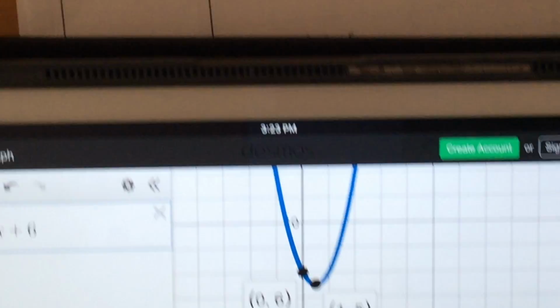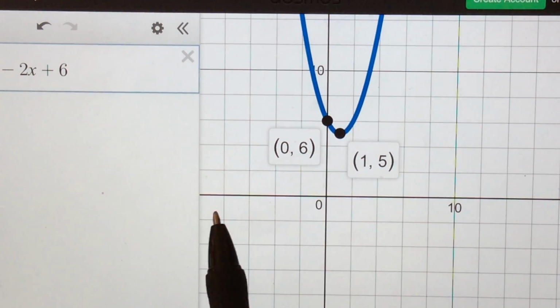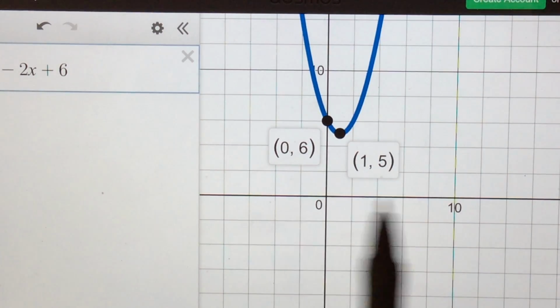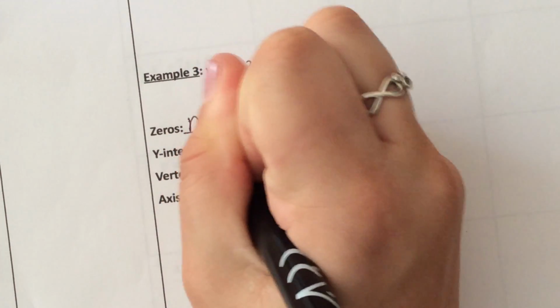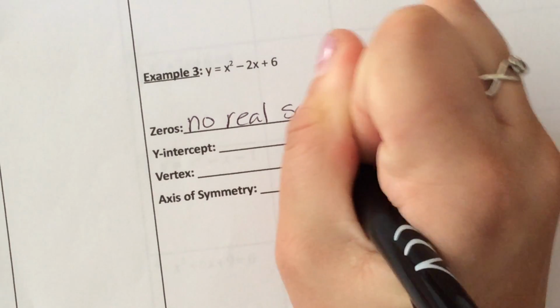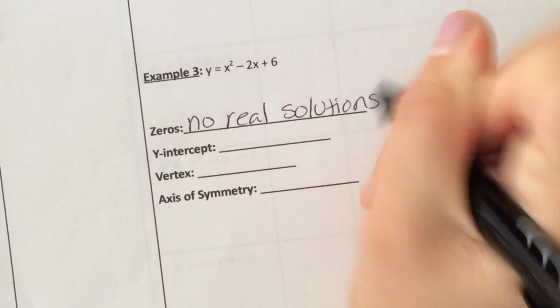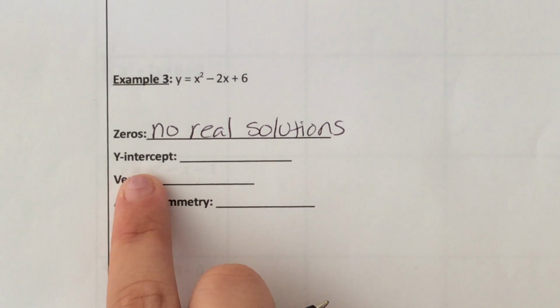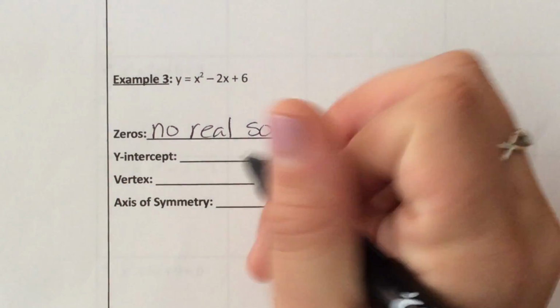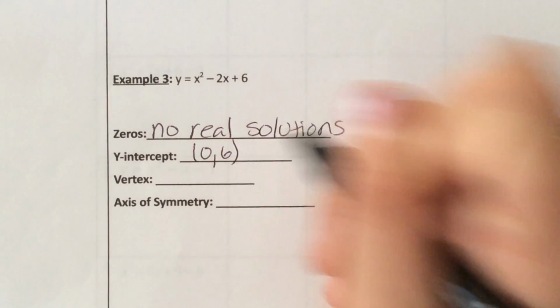Okay, so zeros. So if I look here, does it cross my x-axis? No, it does not. So that means you're going to write no real solutions. Okay? And then you look at your graph again and you look to see where it crosses the y-axis. So it's my y-intercept when x is 0. That's going to be 0, 6.